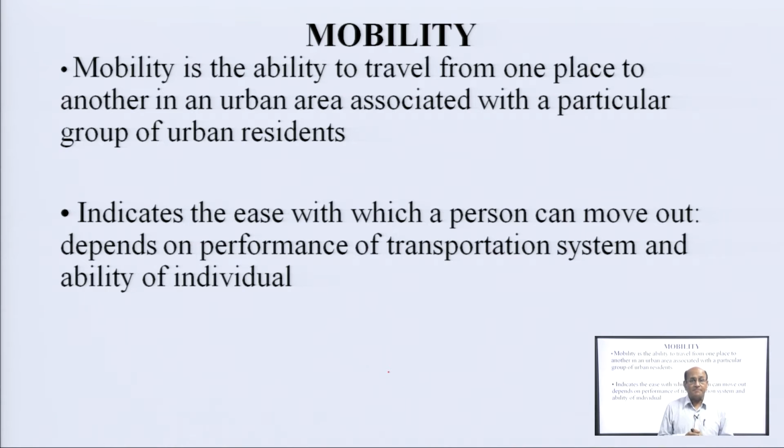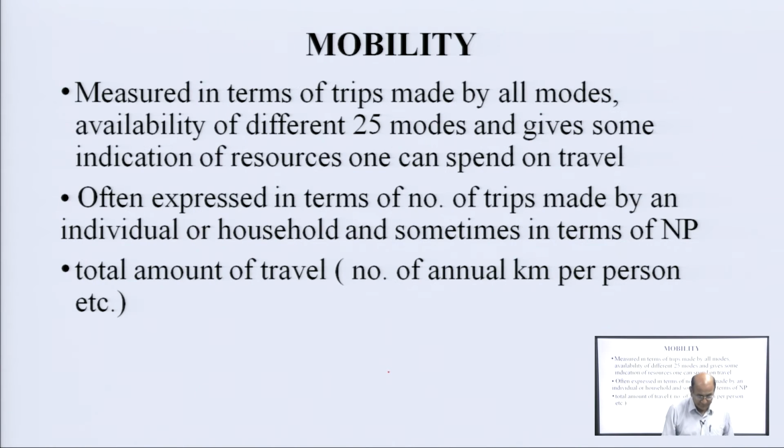So, now come to the mobility. Mobility is the ability to travel from one place to another in the urban area associated with a particular group of urban residents. This indicates the ease with which a person can move, which depends on the performance of the transportation system and the ability of an individual. This could be measured in terms of trips made by all modes. All modes are considered for the mobility.